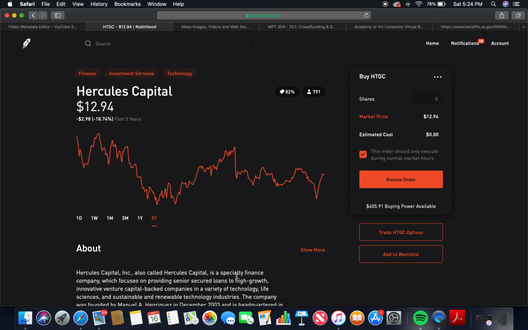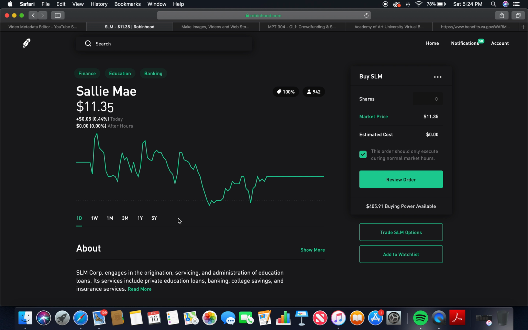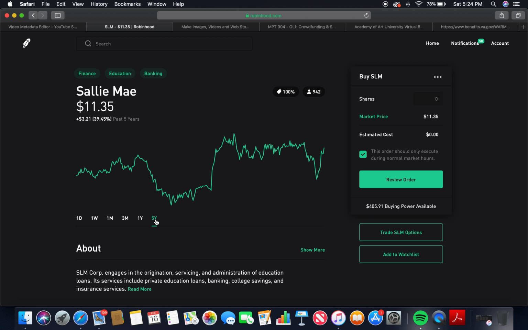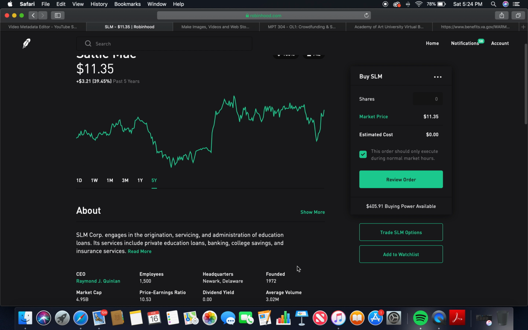The second finance company is Sallie Mae. Okay, let's look at the 5-year for Sallie Mae. Sallie Mae peaked on April 21st, 2017 at $12.80. Current market price, $11.35.